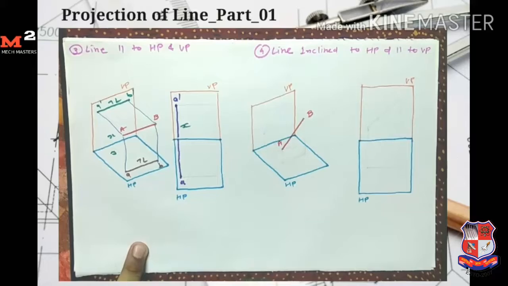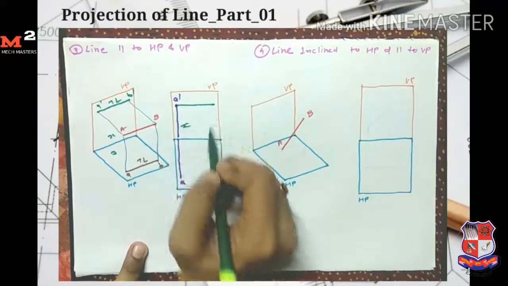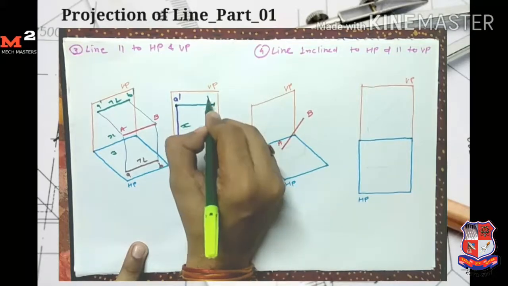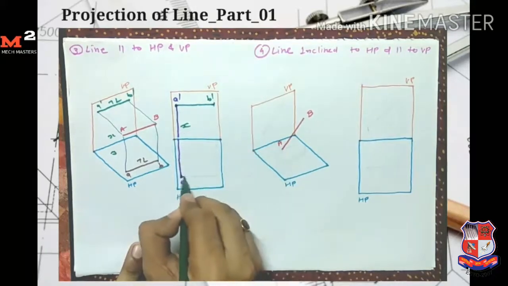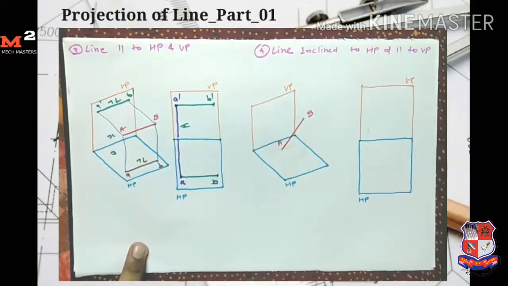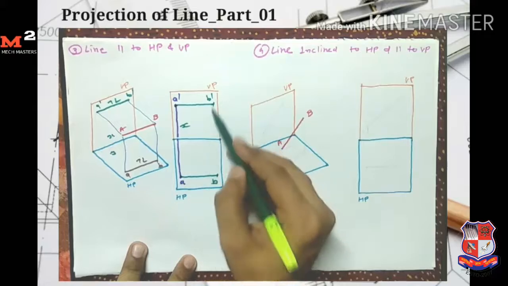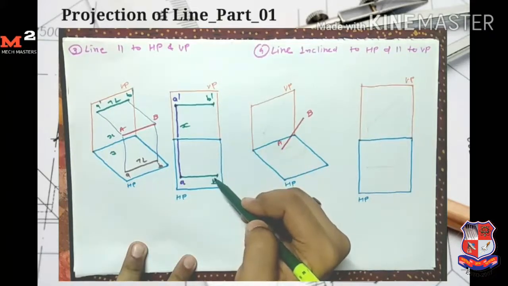Now I simply draw here a line equal to the true length and mark the points A dash B dash. Similarly, here I draw the line and mark the points AB. Here you see that the points A dash and A are on the same vertical line. Similarly, points B and B dash are on the same vertical line.